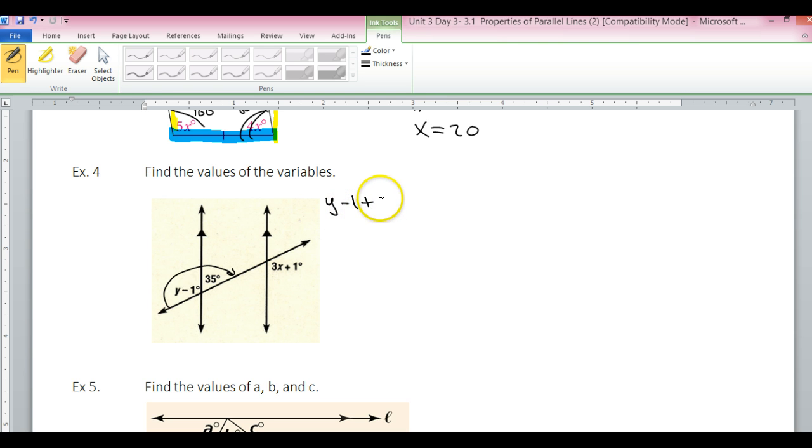So y minus 1 plus 35 equals 180. So y plus 34 equals 180, and then y equals 146.